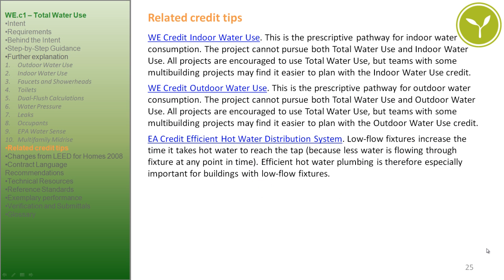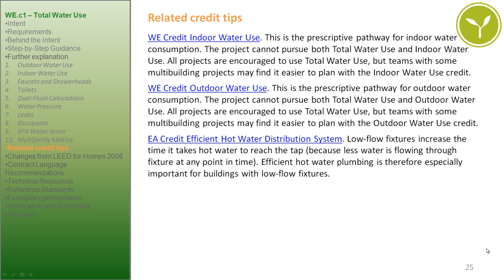Related credit tips. WE credit indoor water use. This is the prescriptive pathway for indoor water consumption. The project cannot pursue both total water use and indoor water use. All projects are encouraged to use total water use, but teams with some multi-family projects may find it easier to plan with the indoor water use credit. WE credit outdoor water use.